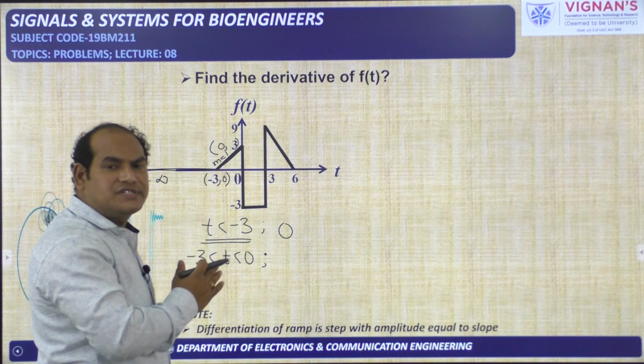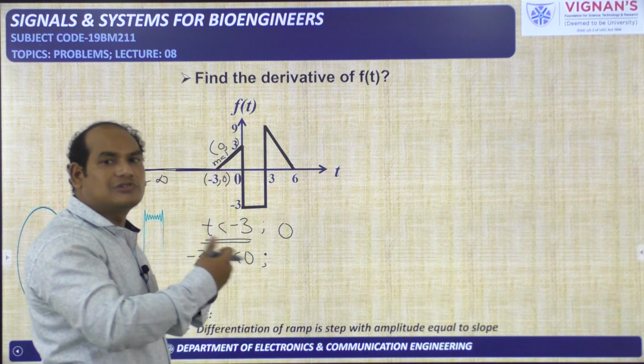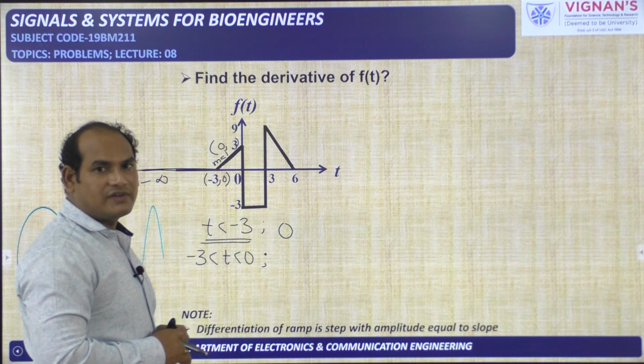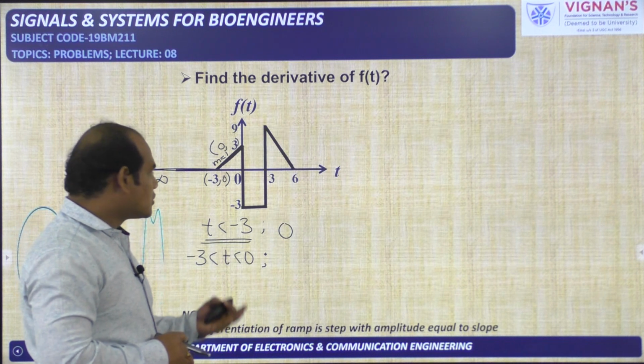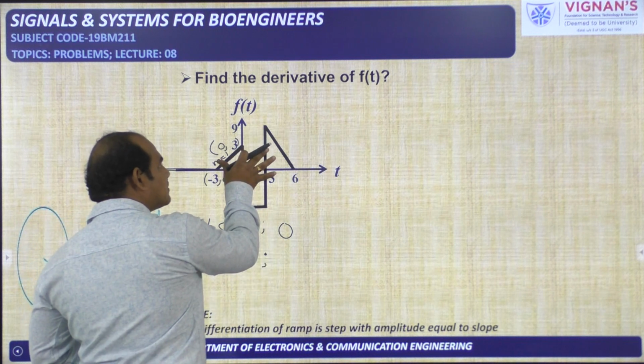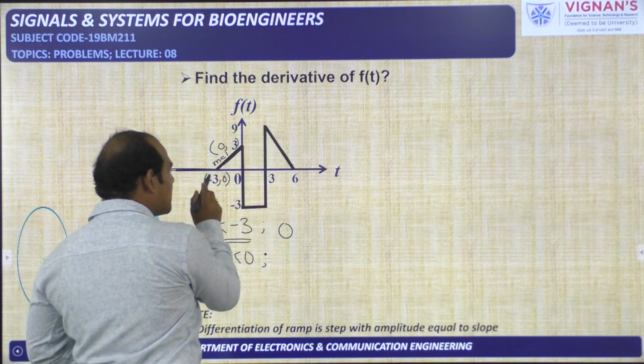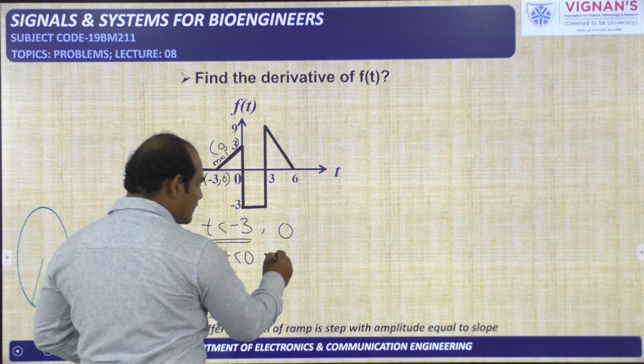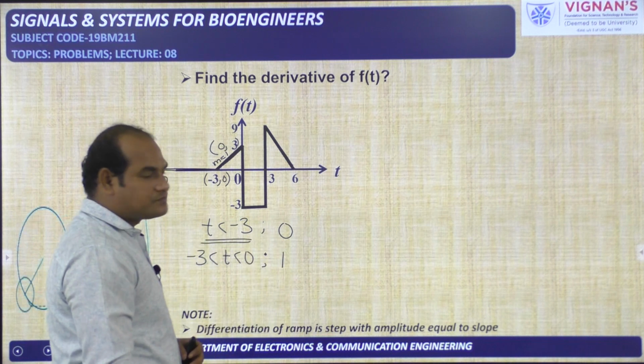For the ramp signal, if you do the derivative, you will get the slope only. Derivative of the ramp signal is equal to slope only. So I can tell the derivative of this particular signal when t is changing from minus 3 to 0 is equal to 1.